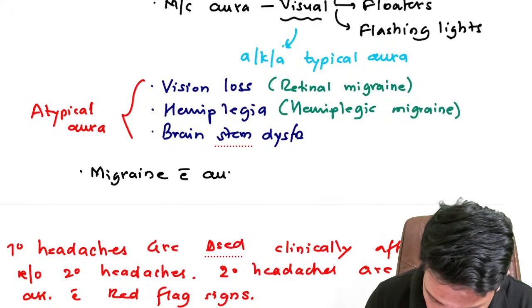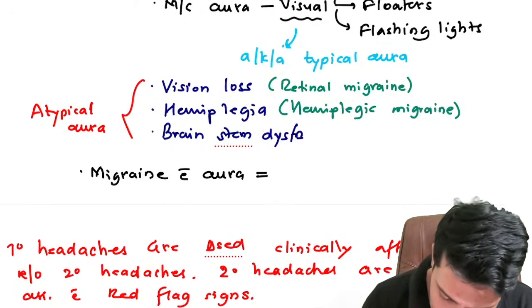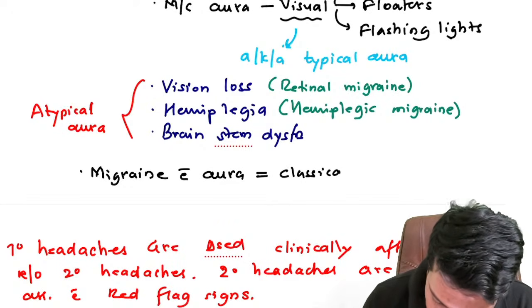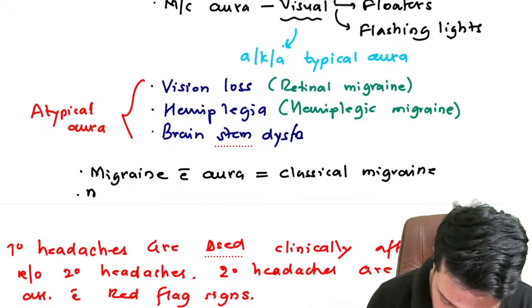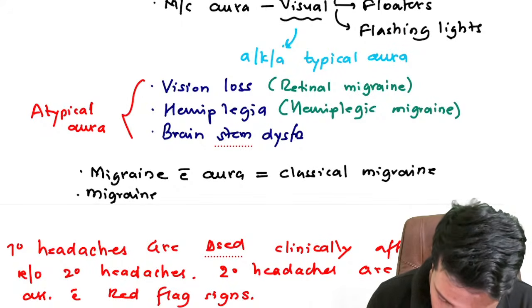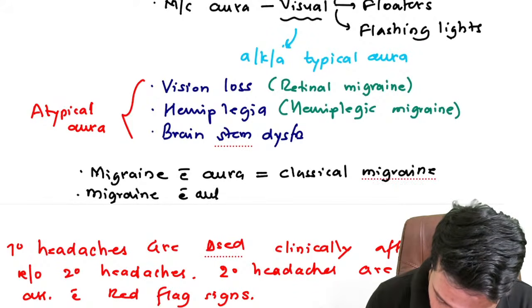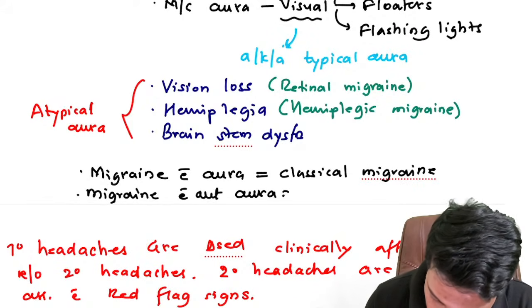Migraine with aura is called classical migraine, and migraine without aura is called non-classical migraine.